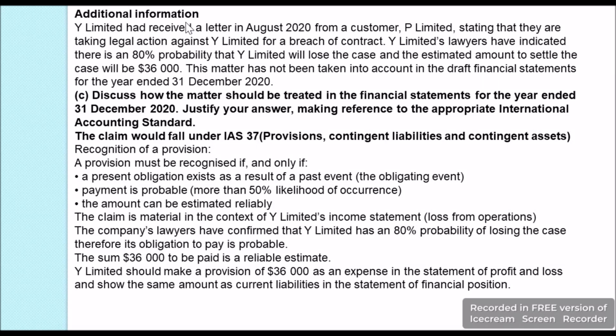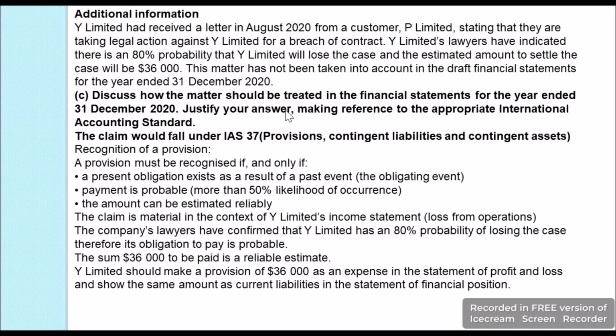Furthermore, additional information is provided. Y Limited had received a letter in August 2020 from a customer, P Limited, stating that they are taking legal action against Y Limited for a breach of contract. Y Limited's lawyer has indicated there is 80% probability that Y Limited will lose the case and the estimated amount to settle the case will be $36,000. This matter had not yet been taken into account in the drafted financial statement for the year ended 31st December 2020. In the C bit of the question, we are asked to discuss how the matter should be treated in the financial statement for the year ended 31st December 2020.